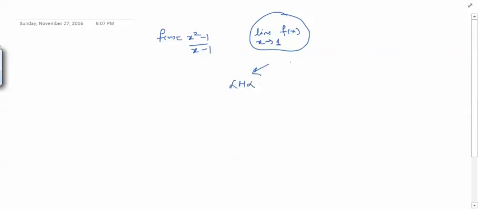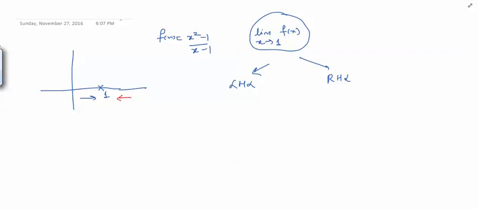We had considered this function f of x is equal to x square minus 1 upon x minus 1, and suppose I want to compute the limit of this function as x tends to 1. Okay, right. To compute this quantity I have to compute the left hand limit and right hand limit, right? To compute the left hand limit, my x should approach 1 from the left hand side, and to compute the right hand limit, my x should approach 1 from the right hand side. So let us compute the left hand limit.